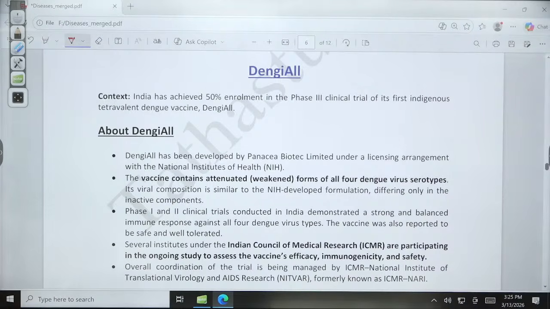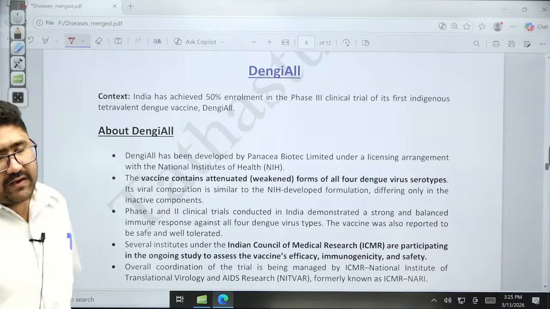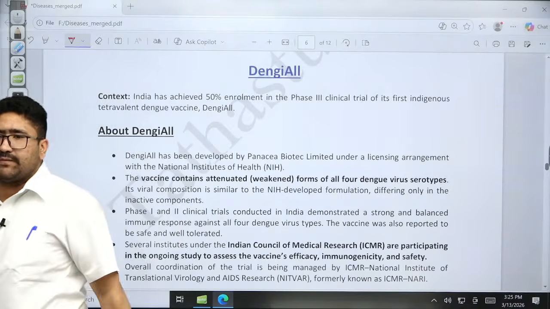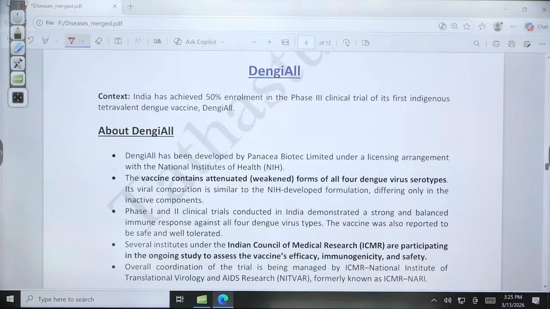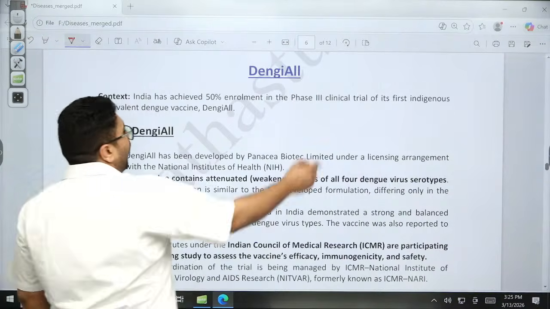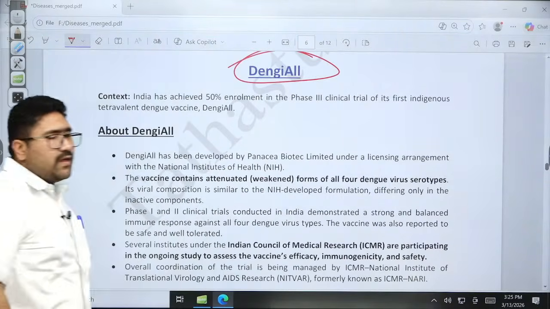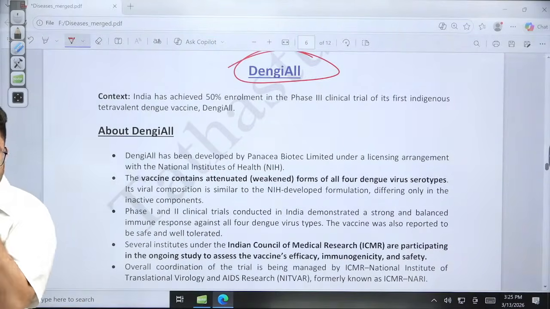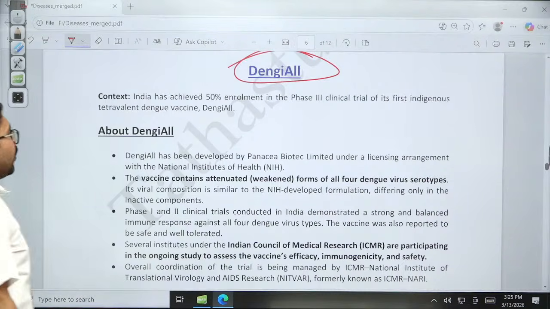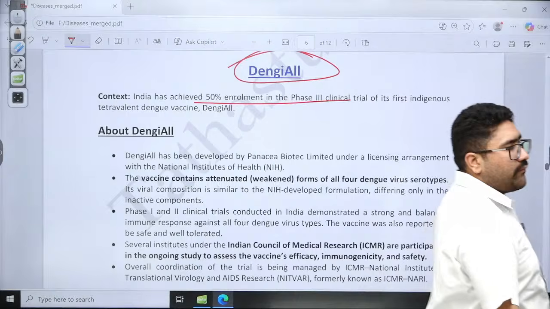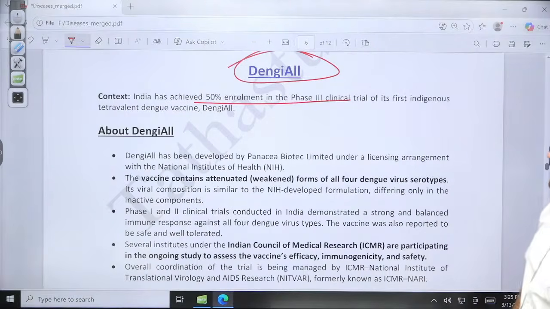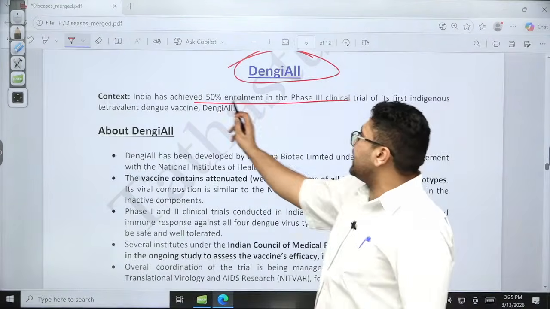India has shown some achievement in creating dengue vaccines. So the name of the dengue vaccine that India is developing is Dengue All. India has achieved 50% enrollment in phase 3 clinical trials of first indigenously developed tetravalent dengue vaccine, that is Dengue All.